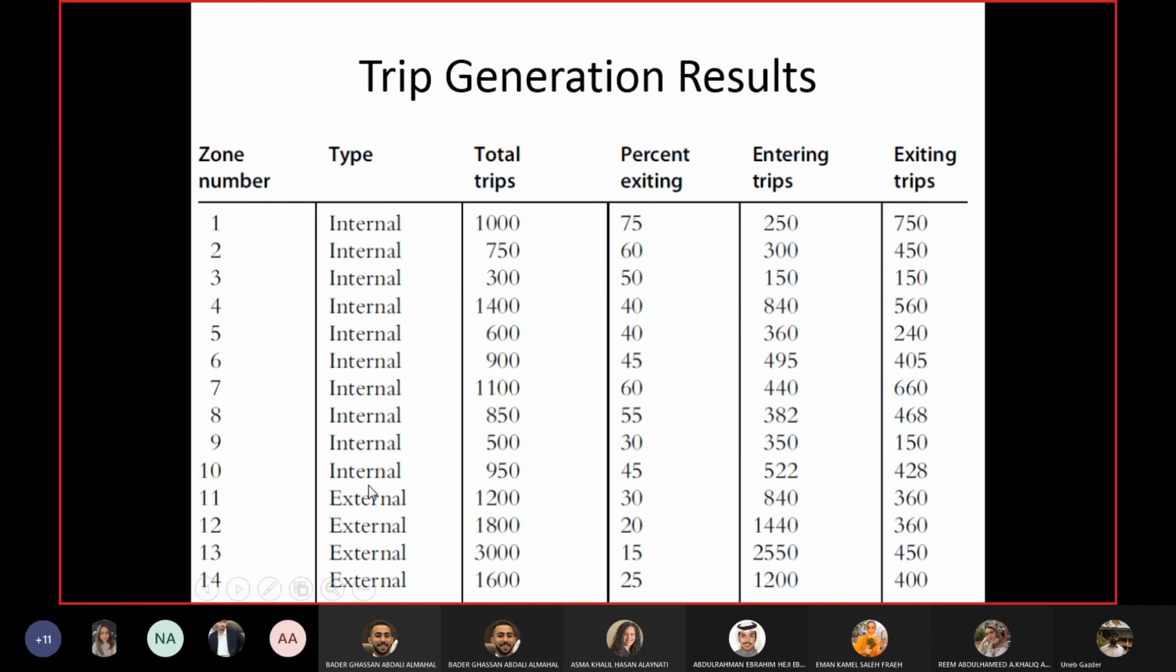Now you can see up to 10 zones, they are saying trip types are internal, then 11, 12, 13, 14 are external trips because they are going to analysis zones which are out of your area. So these are known as internal trips because they are generating from within the area of your planning, and these are known as external trips because they are generating from outside the area of your planning.